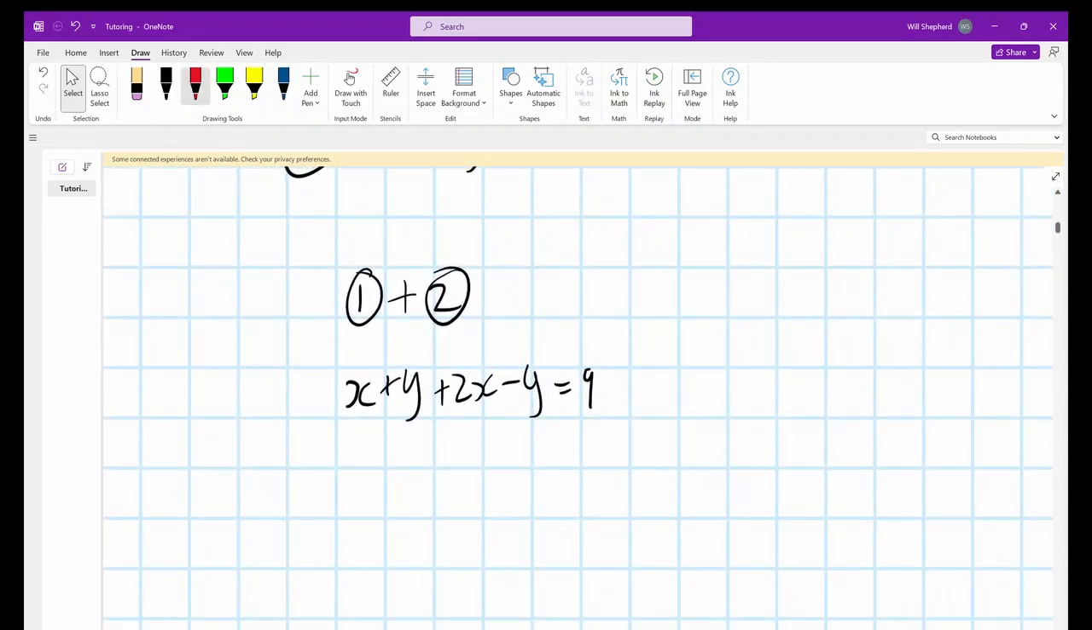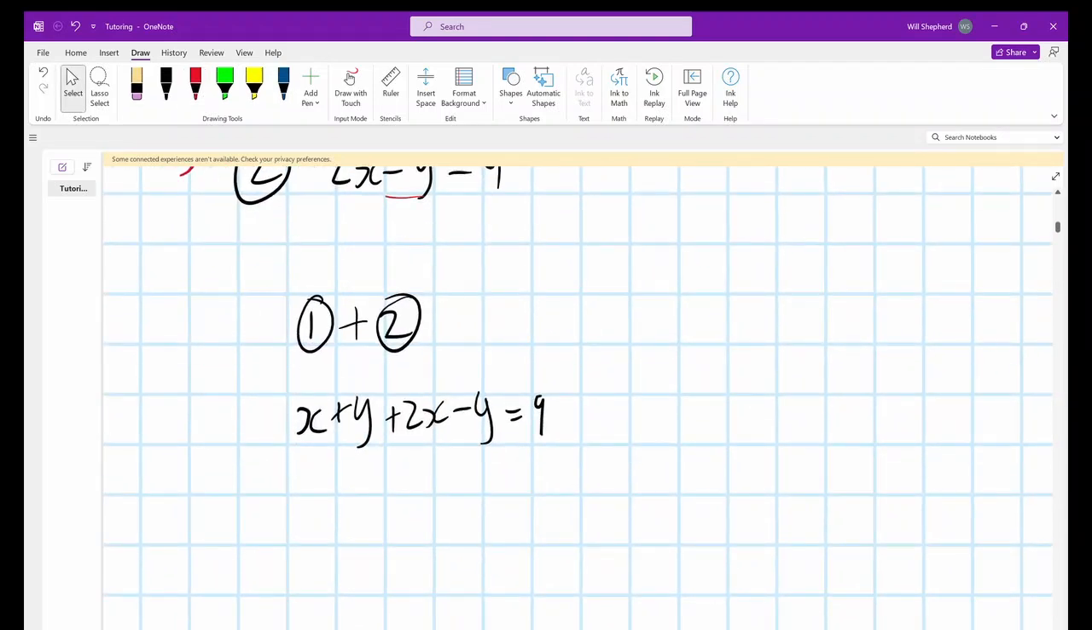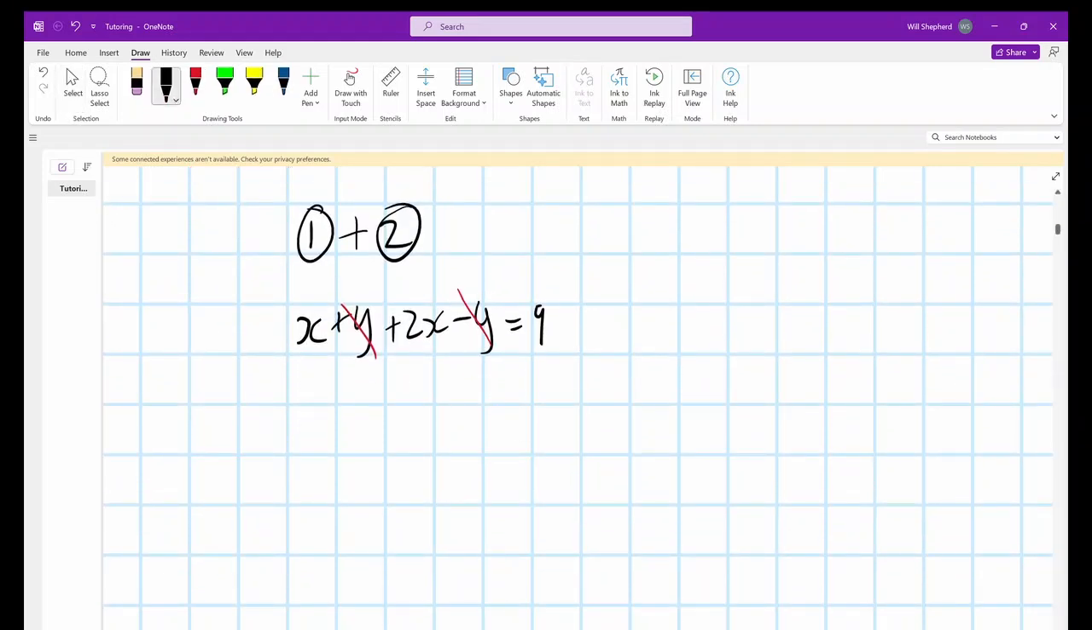Because we added them together and we have our plus y and minus y here, these, guess what? They eliminate, don't they? Hence the elimination method. And then we end up with x plus 2x, which is going to be 3x, and that's equal to 9. And then 3x is the same as 3 times x. So in order to get x by itself, we would divide both sides by 3, giving us x equals 9 over 3, which is 3. So that is the x solved for there.